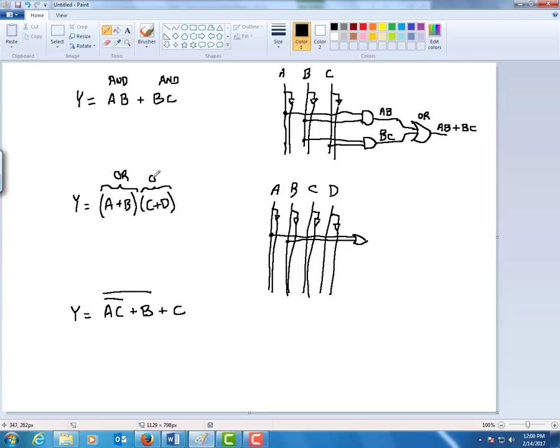This is an OR gate as well, isn't it? Well, let's draw your OR gate. Alright. This is going to go to C and D. We're going to bring both the outputs here.